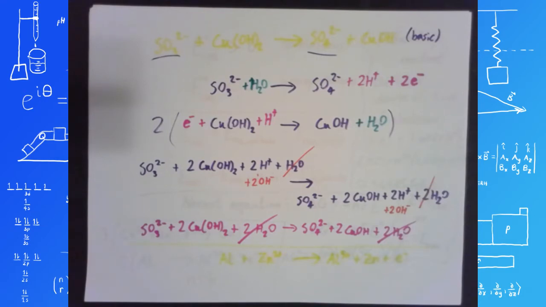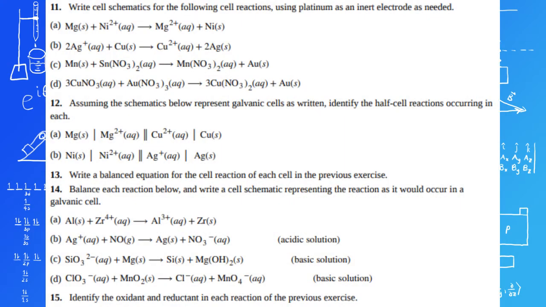Okay, so that takes care of that set. Next up, 11, write cell schematics for the following cell reactions using platinum as an inert electrode as needed. Oh, so I guess they call them cell schematics here. Interesting. Usually we call this the shorthand notation for the reaction in the galvanic cell. But basically they want you to write things like what you see in problem 12, actually.